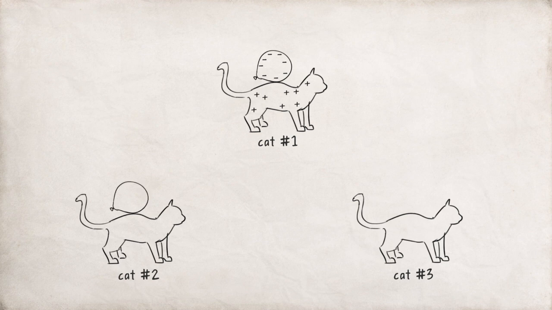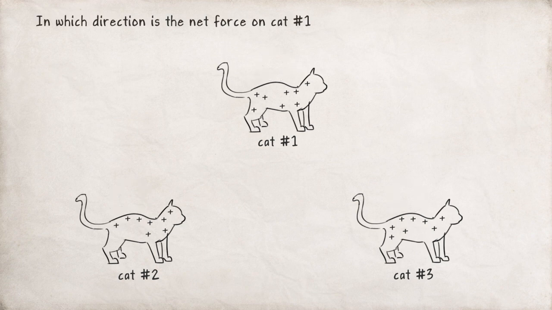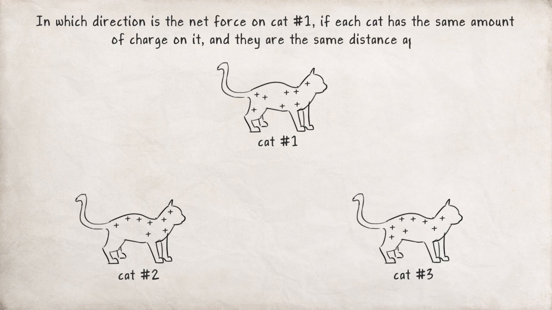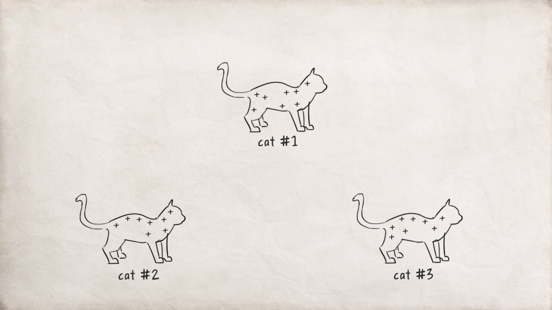Just like any other force, the electrostatic force is a vector. Coulomb's law tells us the magnitude, but we also have to think about direction. If each cat has a positive charge, then they will repel each other. In which direction is the net force on cat number 1, if each cat has the same amount of charge on it and they are the same distance apart? The correct answer is upward.